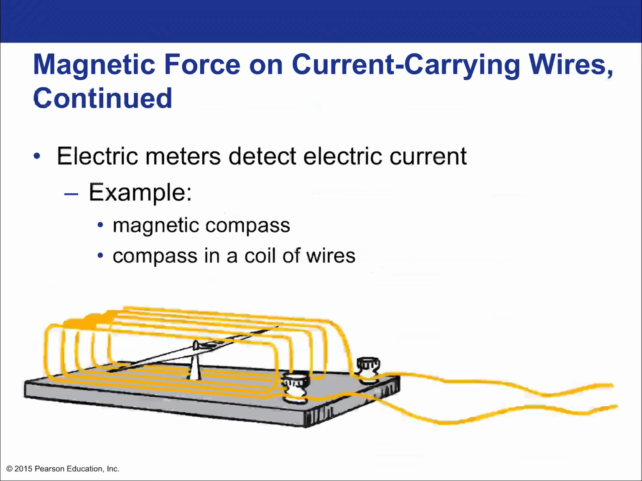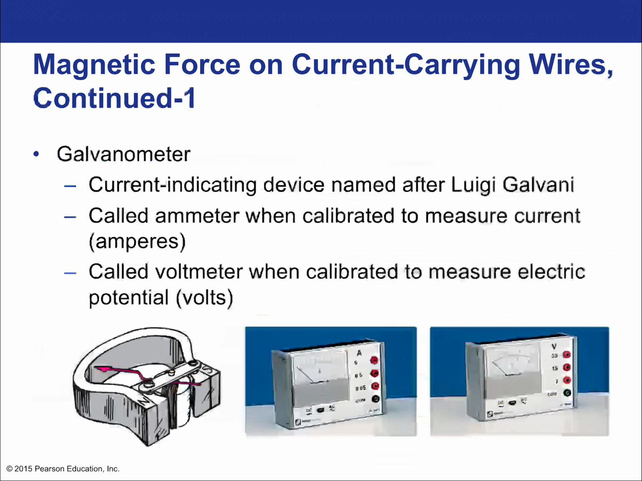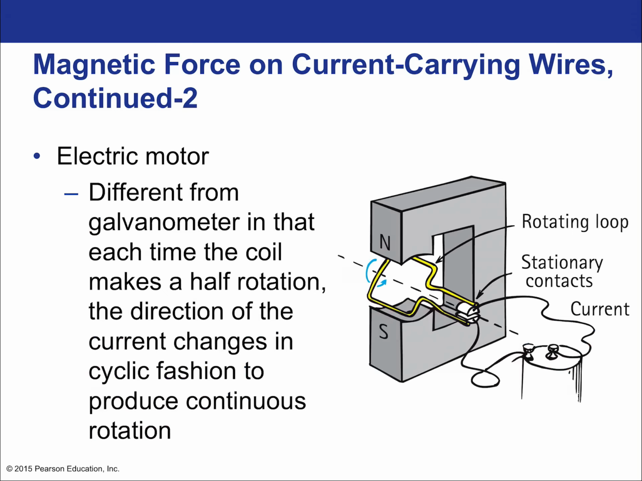All right, so electric meters detect electrical current, and they do it by basically having a compass inside of a coil of wire, and the deflection of that compass will tell you how strong the current is. That creates what's called an ammeter, or here it's called a galvanometer, because it's based on that principle. It measures amps, hence the term amp meter. You can also create a voltmeter based on the same principle. All right. Electric motors are based on this principle, because when you run current through the wire, the current experiences a force. Then if you have the current change direction every half rotation, you can create a steady spinning motion. Beautiful, isn't it? That's how every electric motor works.